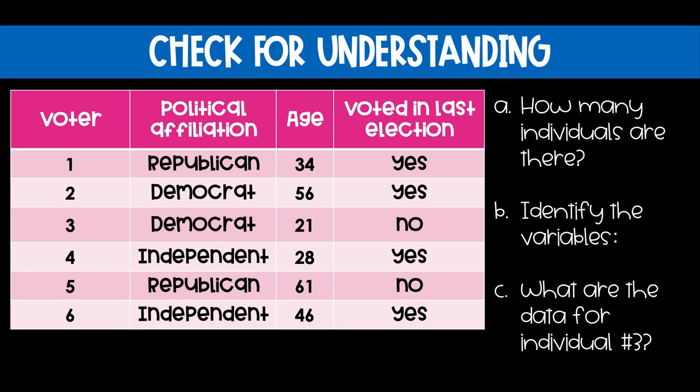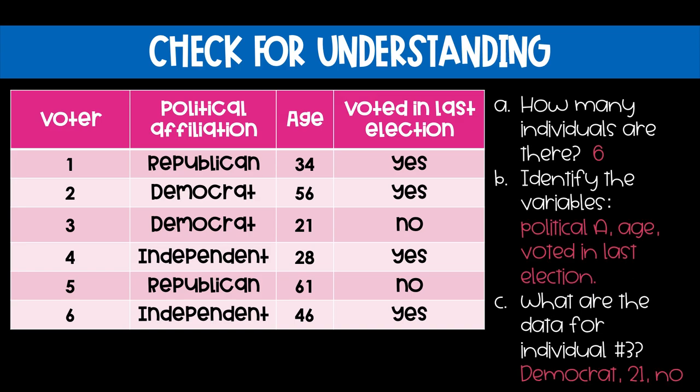Okay, how many individuals are there? We have a total of 6 individuals. What are our variables? Their political affiliation, their age, and whether they voted or not in the last election. What are the data for individual number 3? Democrat, 21, and no. That's the data for individual number 3. I know this was a short example, but that's it. Data, variables, data set are just definitions.